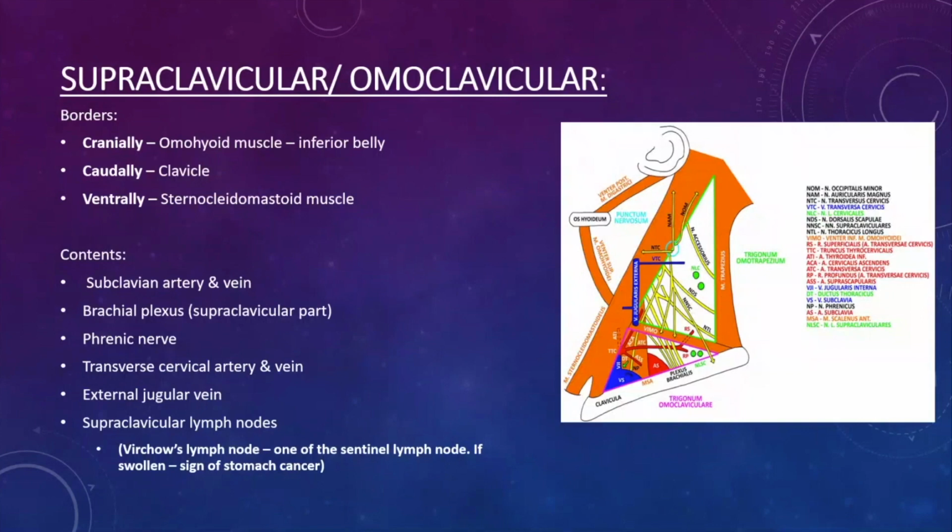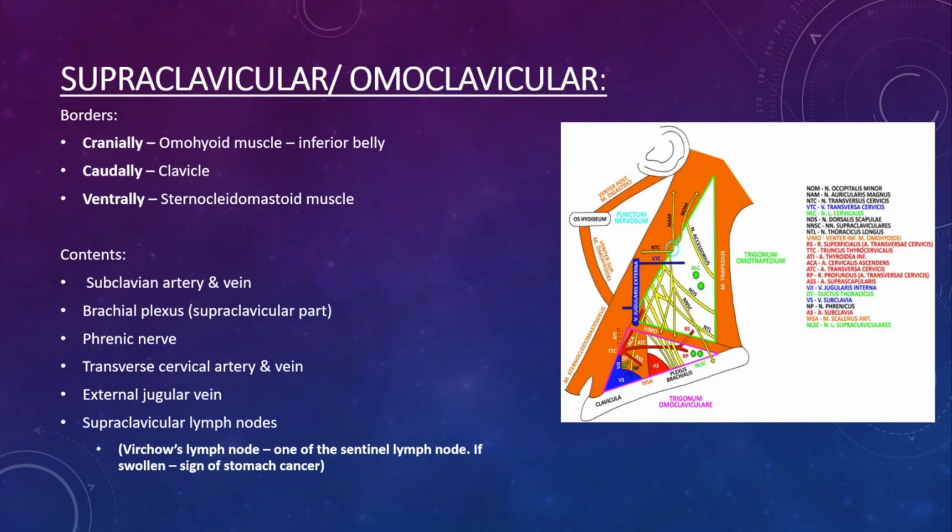Right, next we have the supraclavicular triangle. So this is the triangle in pink on the diagram. So cranially, we can see that we have the omohyoid muscle, inferior belly. Caudally, it is bound by the clavicle, and ventrally, we can see it's the sternocleidomastoid again, which actually attaches onto the clavicle at this point, partially anyway. It contains the subclavian artery and vein. We can also find the supraclavicular part of the brachial plexus, the phrenic nerve, the transverse cervical artery, the external jugular vein, and the supraclavicular lymph nodes.